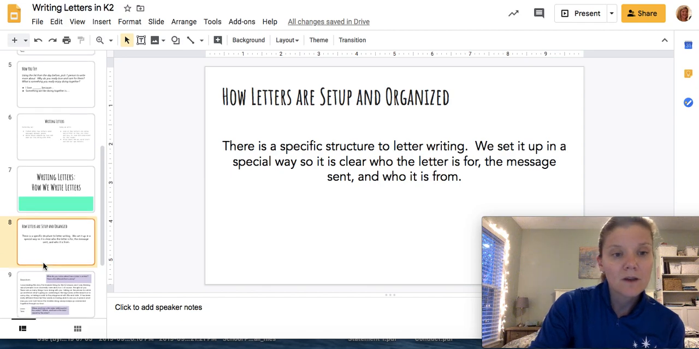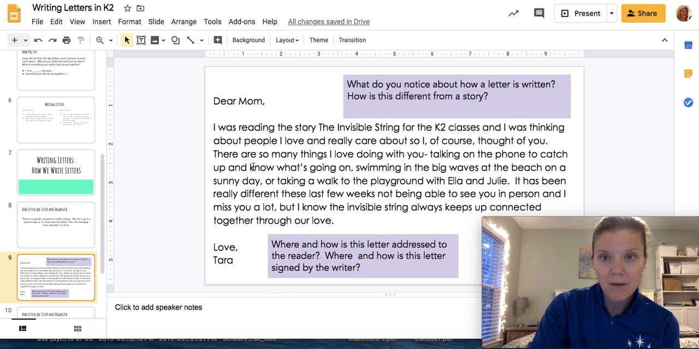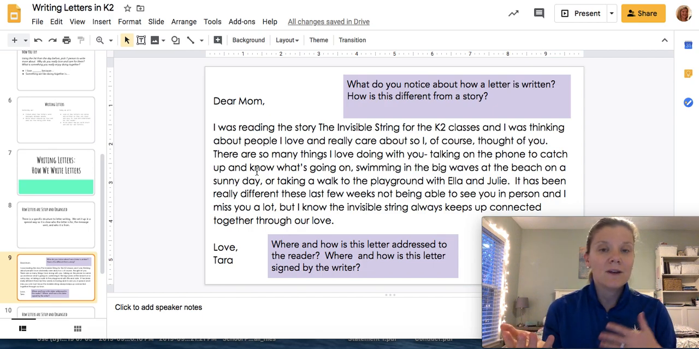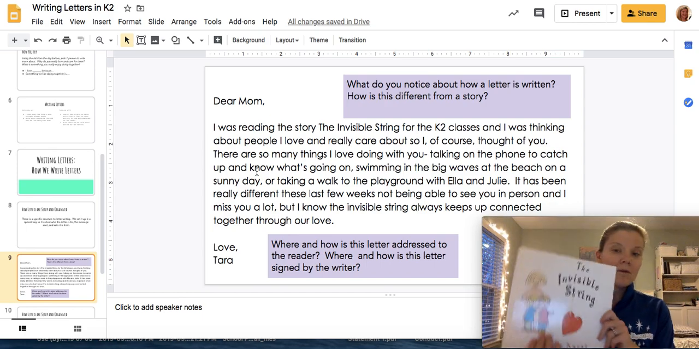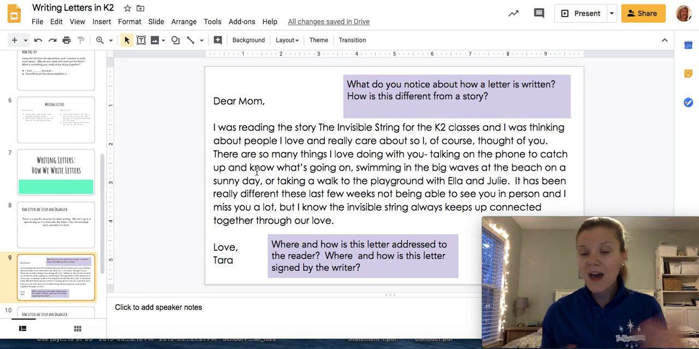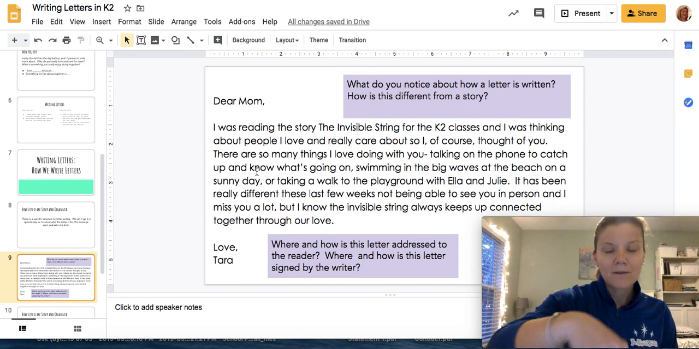Okay? So let's look at that letter that I wrote to my mom again. I'm going to read it again to you, but the first time I read it to you, I want you to be thinking about, what do you notice about how a letter is written, and how is this different from a story, right? So I read this book to you a couple days ago. You can think about that, or a different story you read earlier today or last night. And I want you to think about, how is this letter here different?